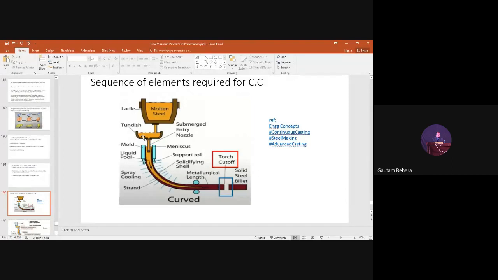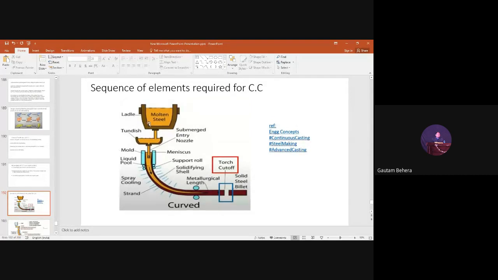Tundish also protects the steel from reoxidation, because from the top of the tundish we have a synthetic slag present. This synthetic slag will cut off the contact of the liquid steel with the atmosphere, right? So there will be no reoxidation of steel, because if the steel reoxidizes, that is a loss. Less yield, loss of metal. And also the synthetic slag on the tundish absorbs the non-metallic inclusions. If non-metallic inclusions get absorbed, then it is very good.